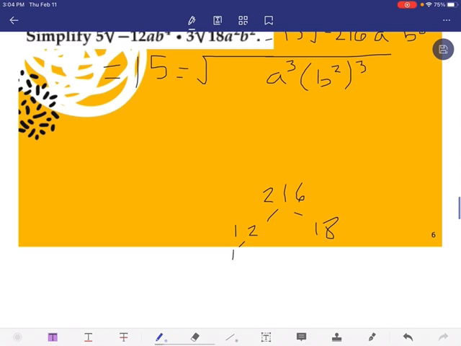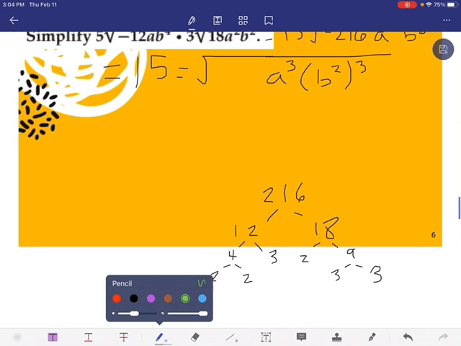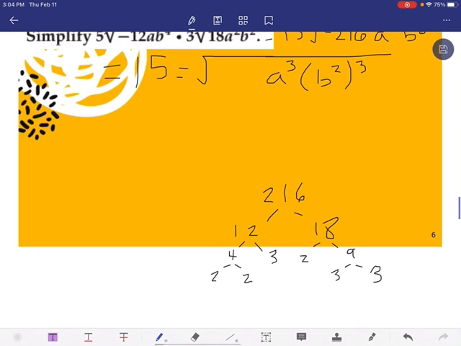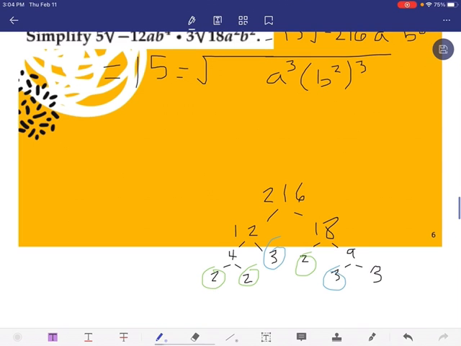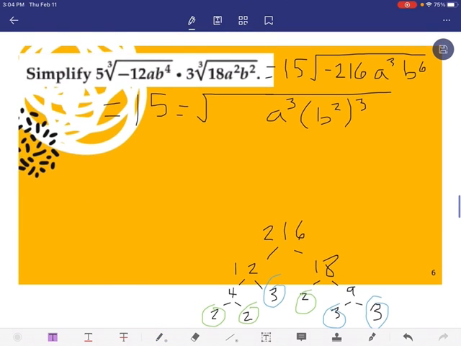Well, 12 I can rewrite as 4 times 3. And 4 we can rewrite as 2 times 2. Then our 18 we could rewrite as, say, 2 times 9. And then 9 is going to be 3 times 3. Now remember that whenever we're looking for groups, this time I'm looking for groups of 3. And the reason for that is because my index is 3. So notice that we have 1, 2, 3 2s. And we also have a 1, 2, 3 3s.